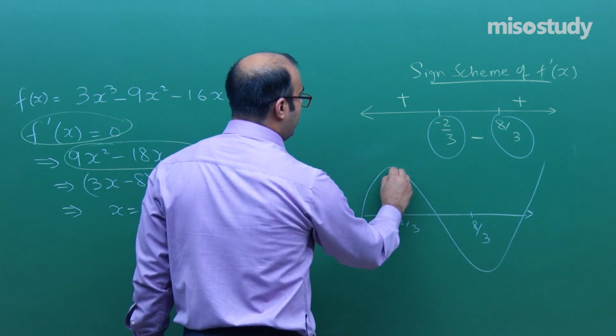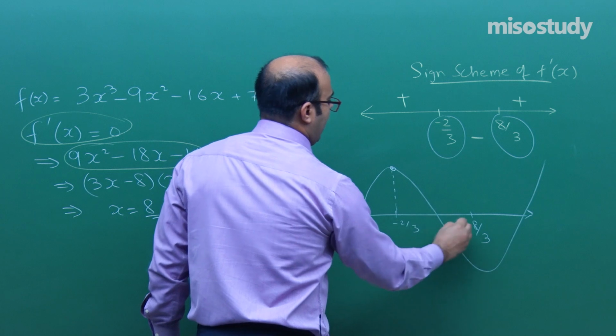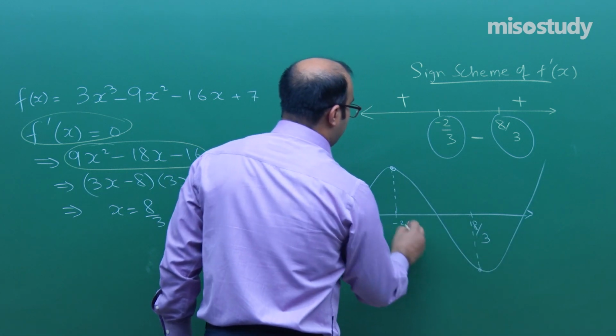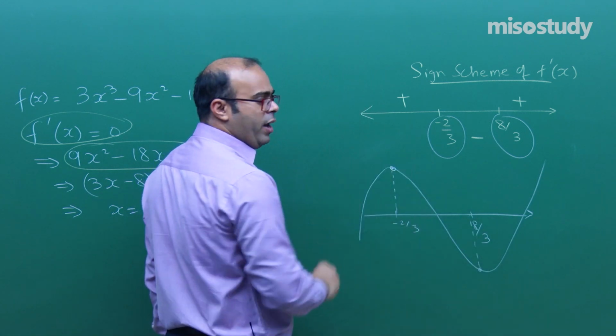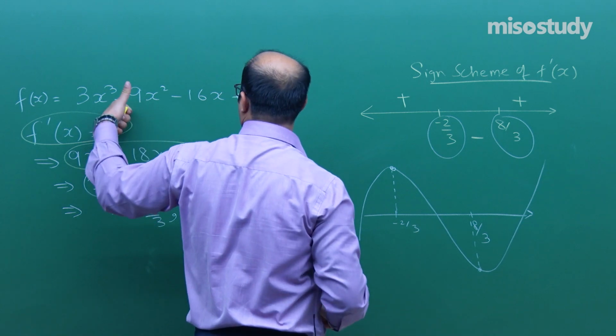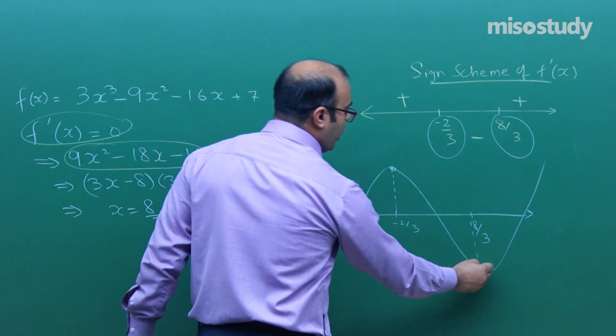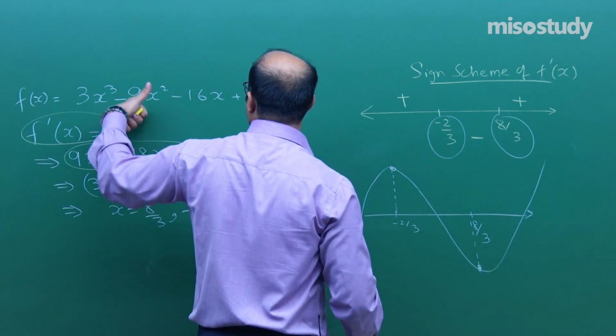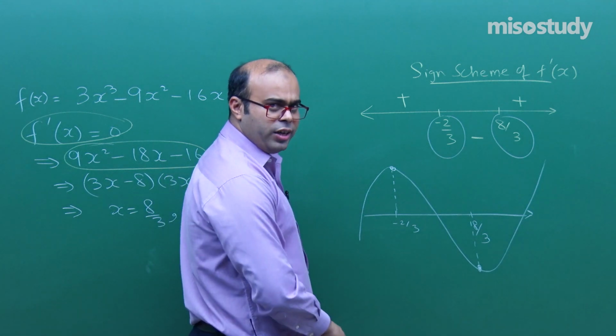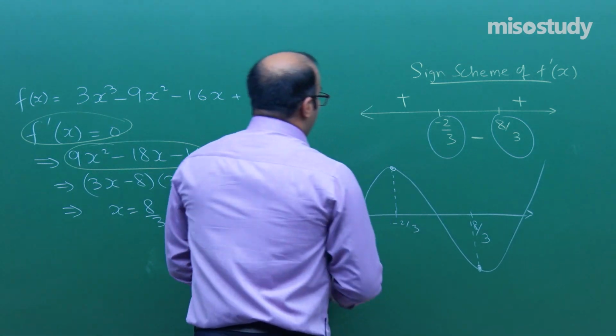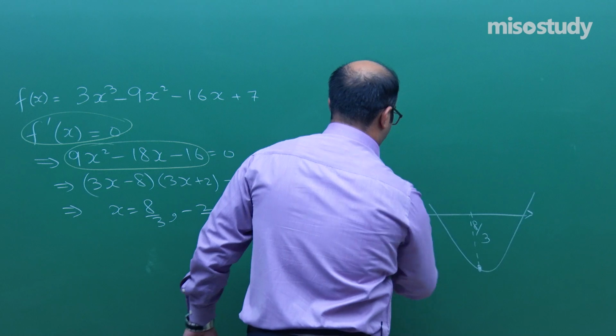We can even find the value at this point and the value at this point. What is the local maximum value here? By putting x is equal to minus 2 by 3 here. And what is the local minimum value here? By putting x is equal to 8 by 3 here. Okay, students? Fine. So let us see one more question.